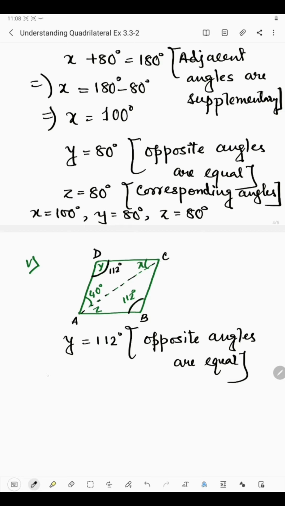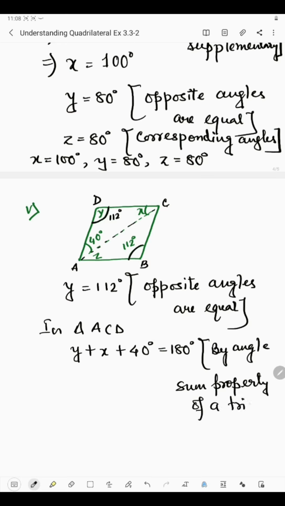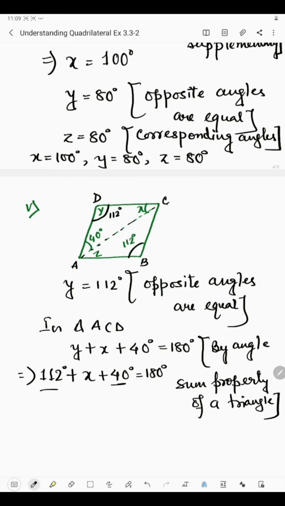So if we take this triangle, in triangle ACD, then angle y plus angle x plus 40 degree is equal to 180 degree, because by angle sum property of a triangle, always we will have to write the property in the bracket. Okay. Now angle y we have got 112 degree plus x we have to find, and plus 40 degree is equal to 180 degree. Now at first we will add these two.